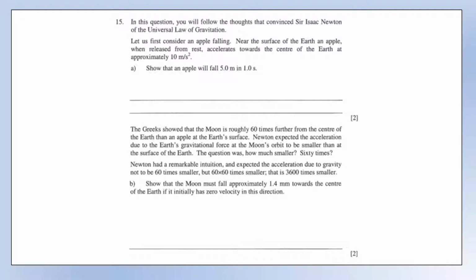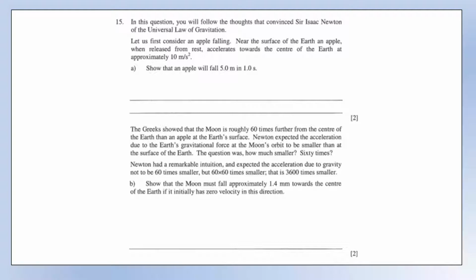Okay, in this question you'll follow the thoughts that convinced Sir Isaac Newton of the universal law of gravitation. Let us first consider an apple falling near the surface of the Earth. An apple, when released from rest, accelerates towards the centre of the Earth at approximately 10 meters per second squared. Show that the apple will fall 5 meters in 1 second.